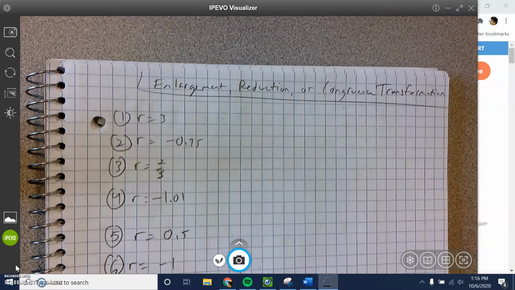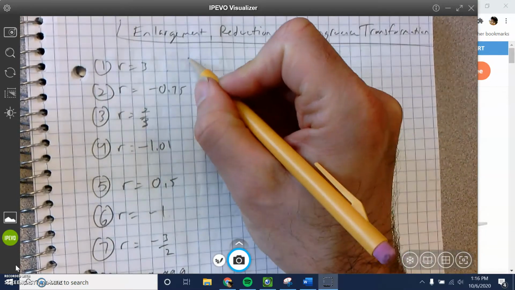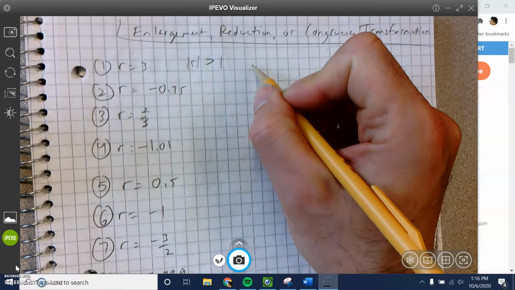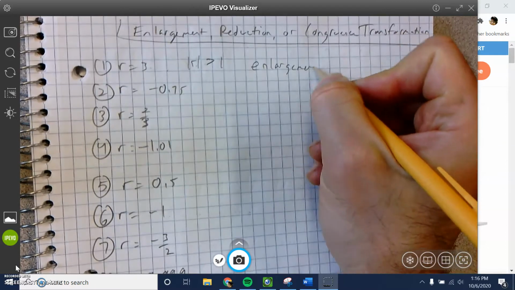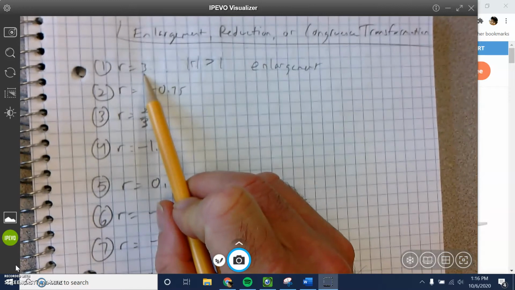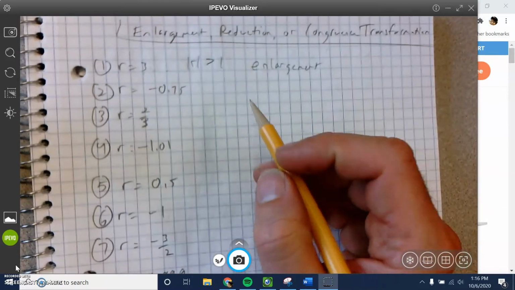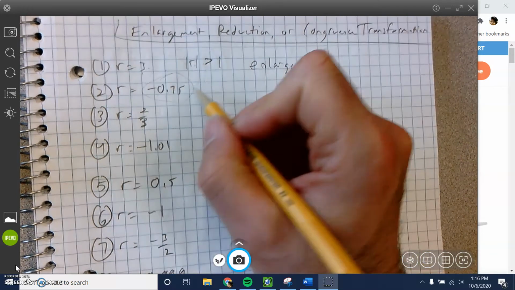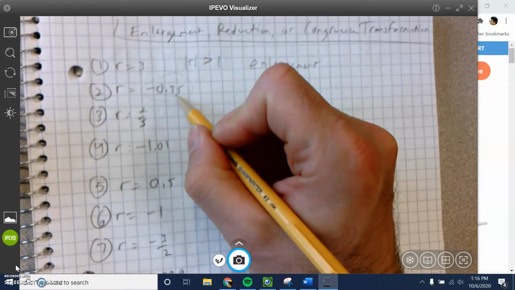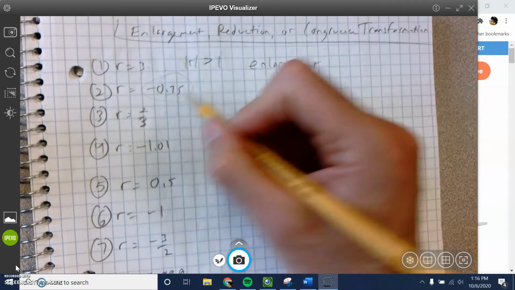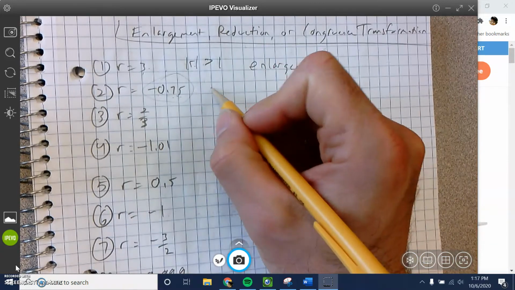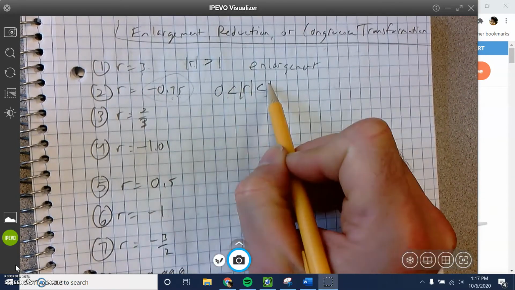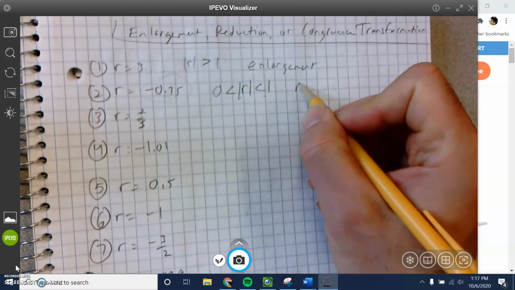So here we go. If R equals 3, the absolute value of R, which is 3, because 3 is 3 from 0, is greater than 1, so that means this is an enlargement. The shape is going to be 3 times as big, so the image is going to be 3 times bigger than the pre-image. Okay, I'm going to do this one. The absolute value of R in this case is just 0.75, because 0.75 is 0.75 spaces away from 0, so this is going to be between 0 and 1, because that's 3/4, that's not 0, that's not the whole thing, that's a part of it, so this is a reduction.